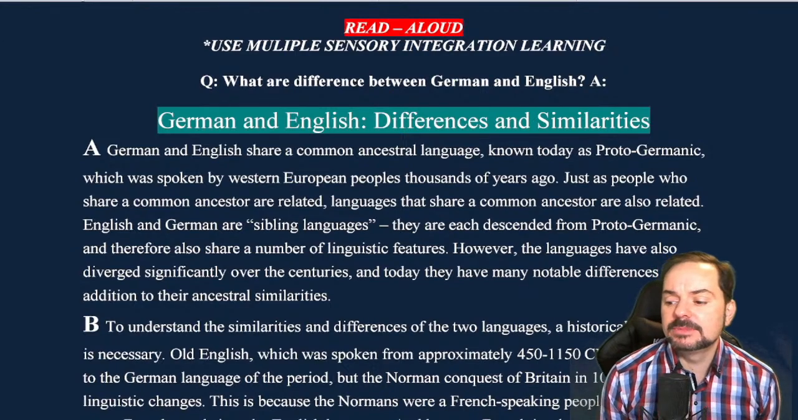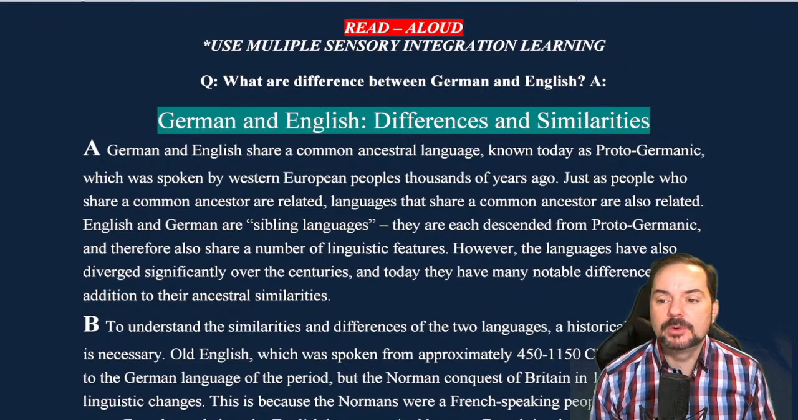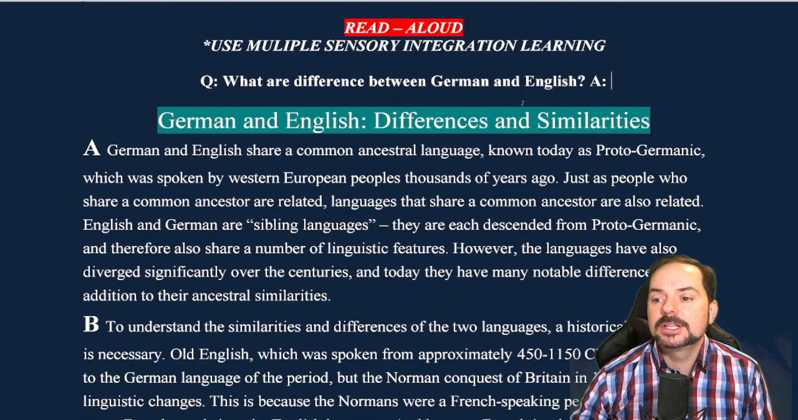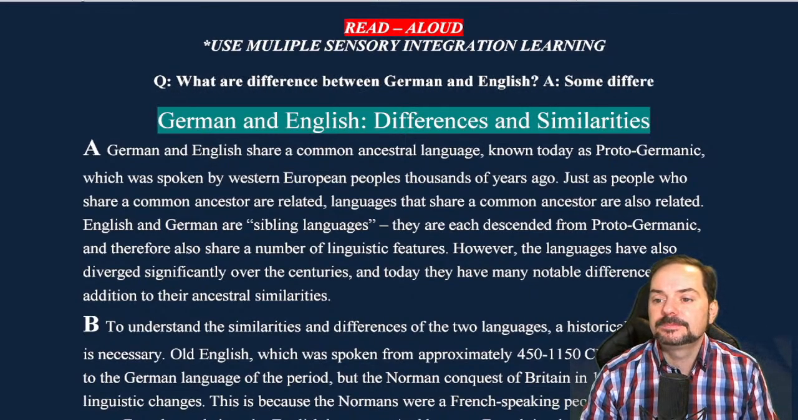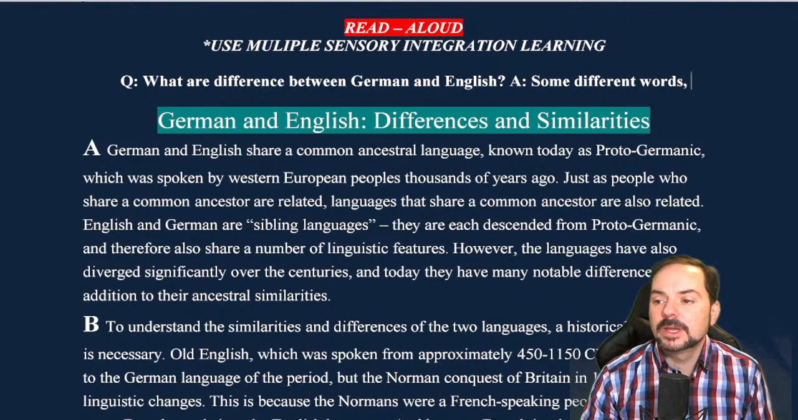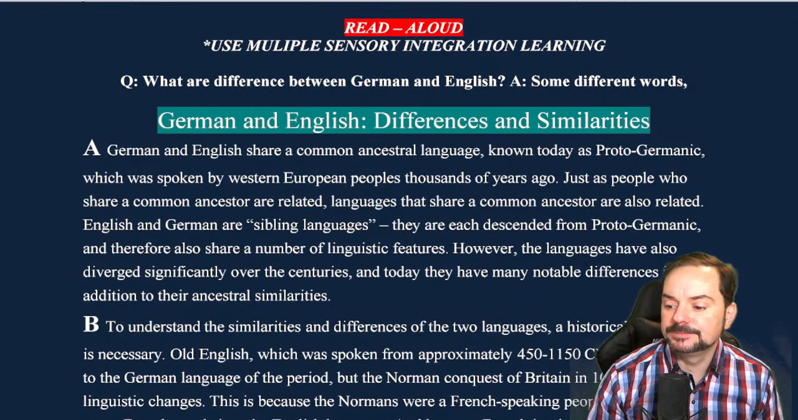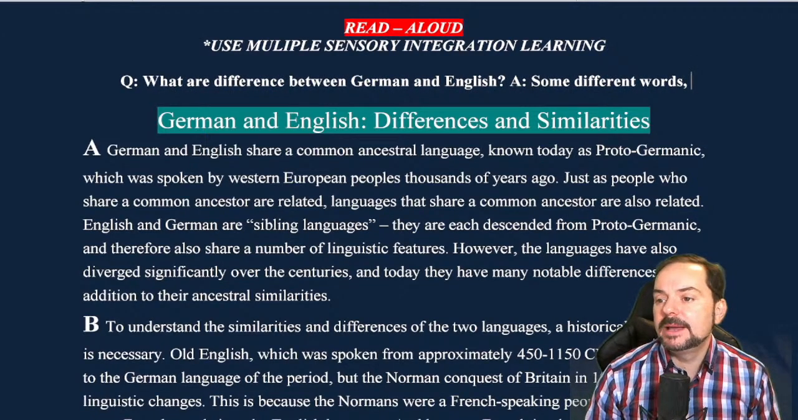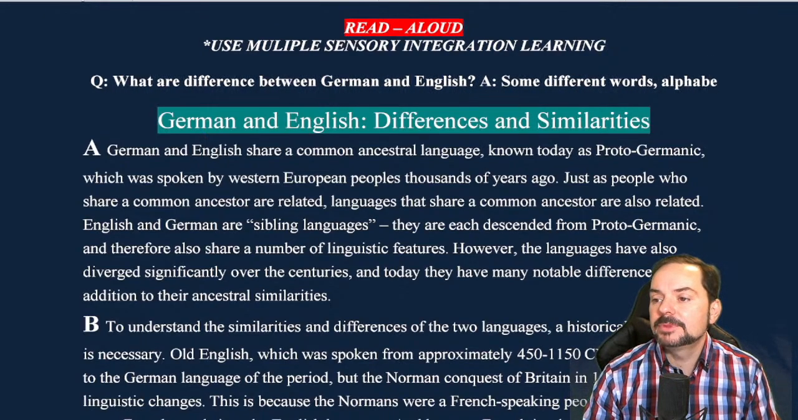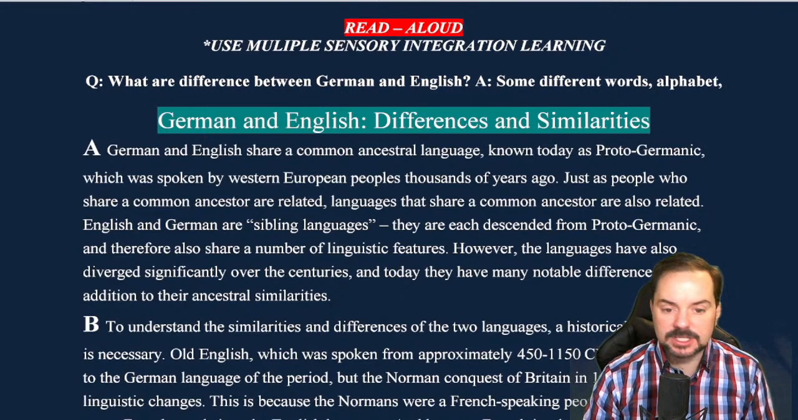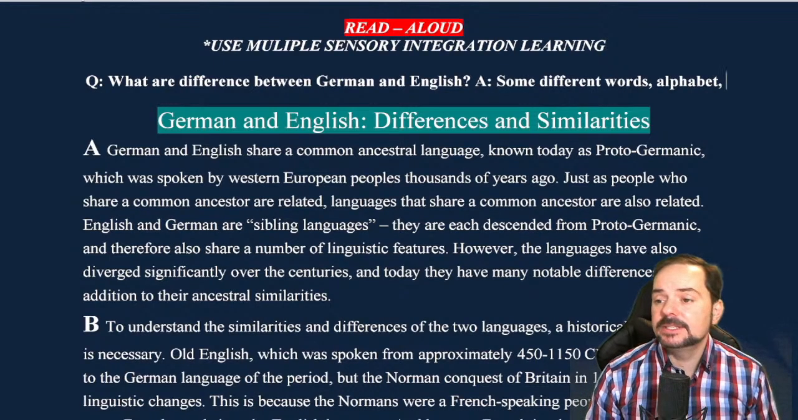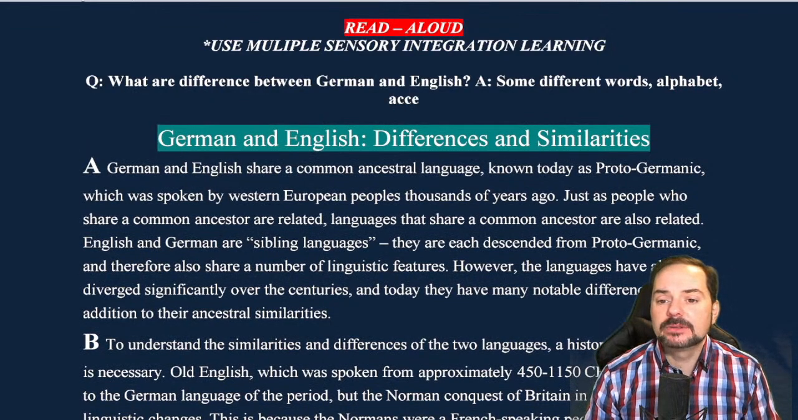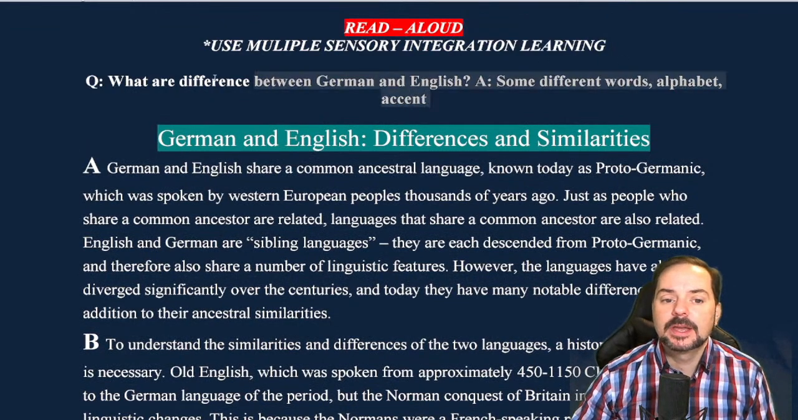Okay, Janil says some different dialects, but some common words. Okay, keep your thoughts simple, Janil. So some different words. Okay, all right. Atharwa says maybe the alphabet. Yeah, the letters that are used. Sure, that's possible too. Okay, anything else? Okay, accent. Yeah, so the way that words are pronounced. Okay, definitely.